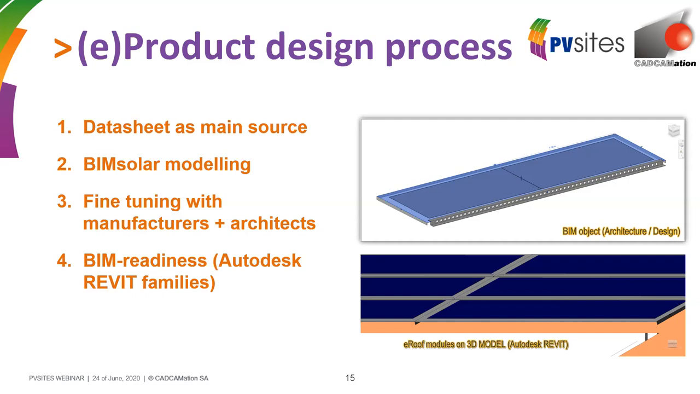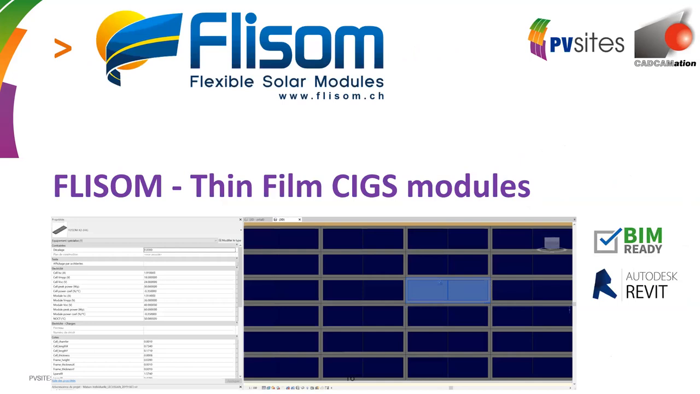So the result is always a BIM object for Revit today, and this is the deliverable for each family of product for PVSITES. And you can see in the picture below the integration of the e-roof tile into the roof, the virtual roof, for the 3D building, also virtual. We're going to review product by product quickly what we've made and what will be delivered next as a database of comprehensive solutions, BIM solution and BIM Solar solution.